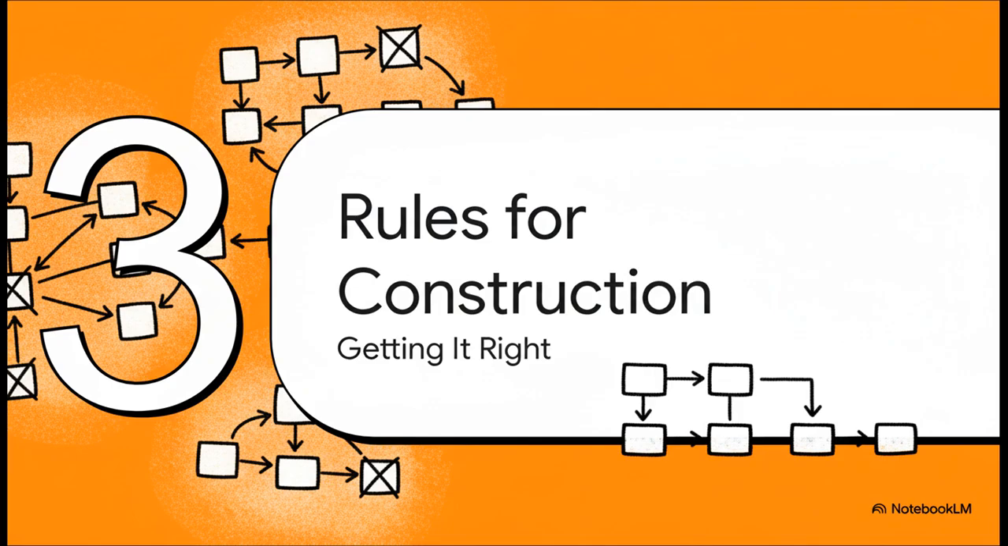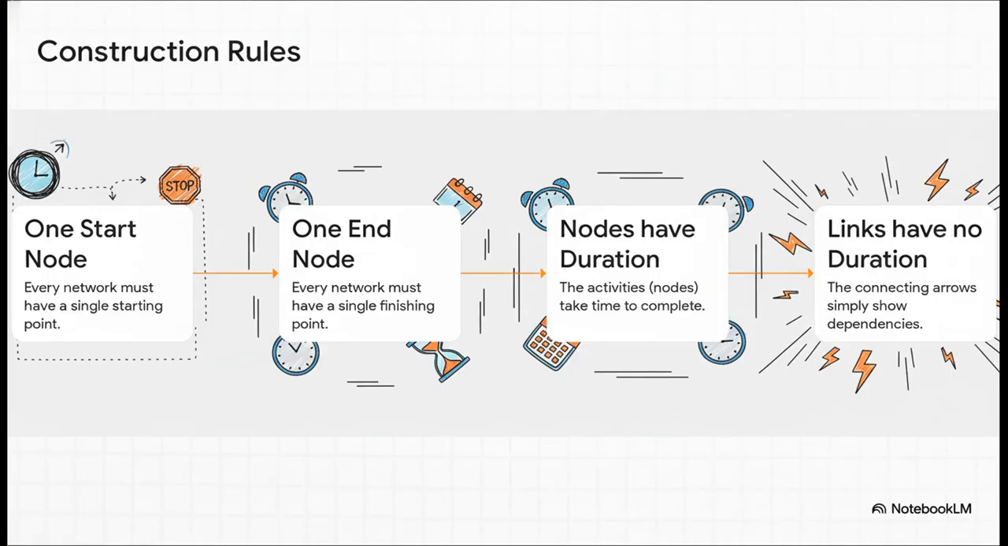So, now that we know we're using the activity on node approach, how do we build one correctly? Because you can't just start throwing boxes and arrows on a page and hope for the best. There are a few essential rules you've got to follow to make sure it all makes logical sense. Just think of these as the fundamental laws of physics for your project map. Every single project needs one, and only one, official start and one official end. The activities, those are the boxes, they take time. But the arrows connecting them, they're instant. They just show that this has to happen before that can begin.